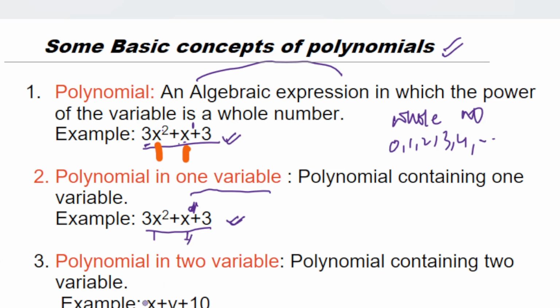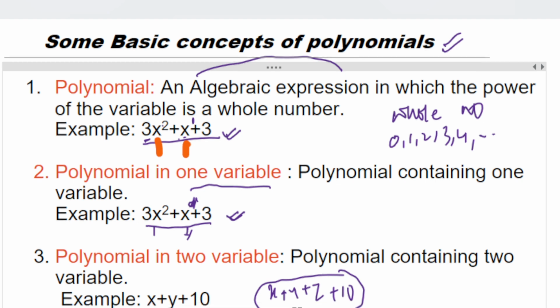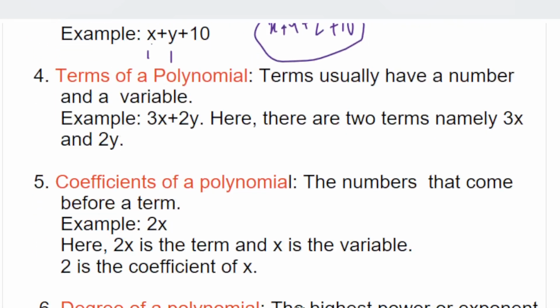Let's see this one, polynomial in two variables. x and y are the variables, two variables. Similarly, I can have a polynomial in three variables, x plus y plus z plus 10. This is my polynomial, but in three variables. All right guys, let's see point number 4.